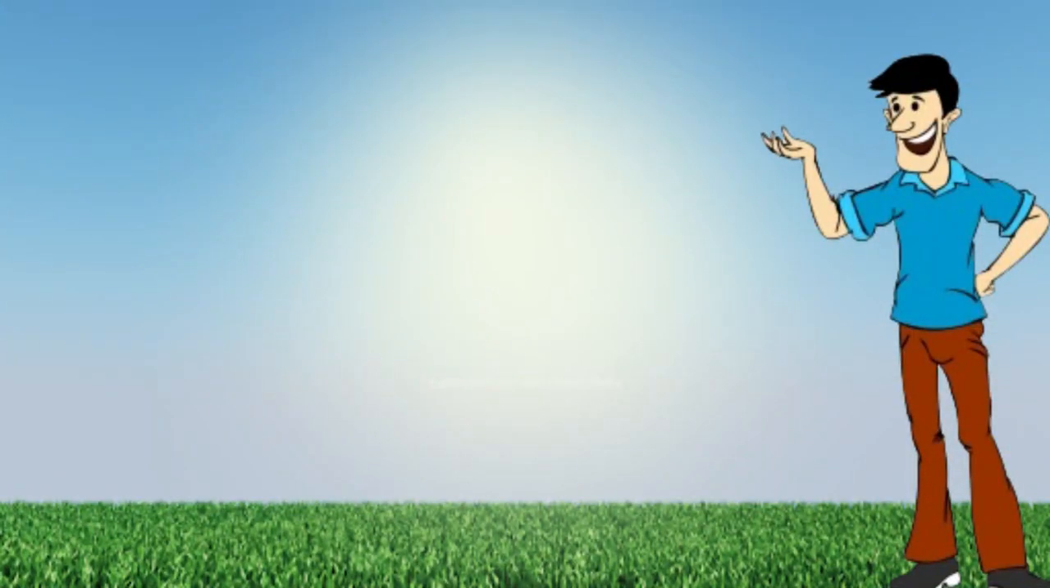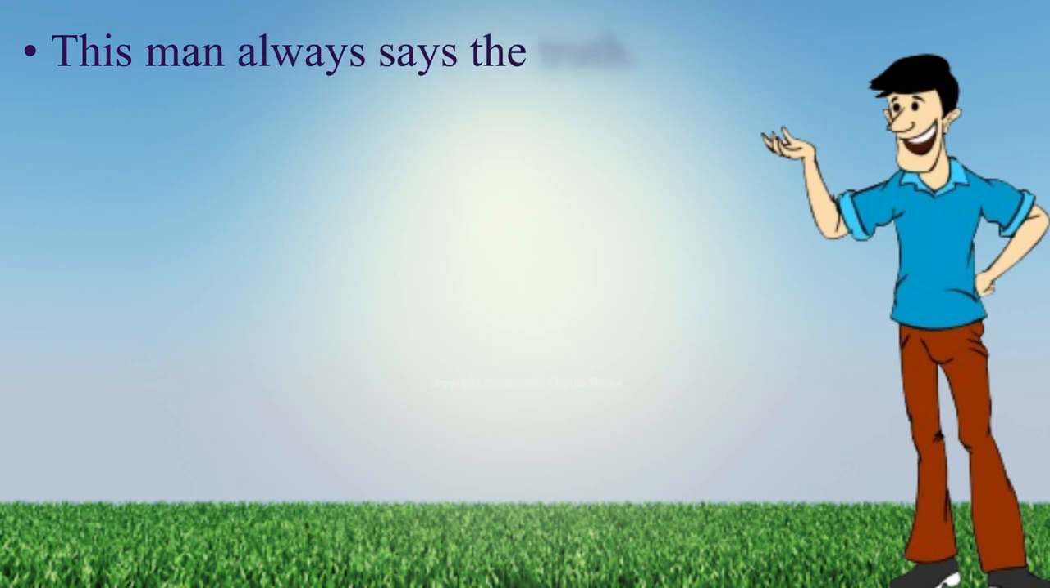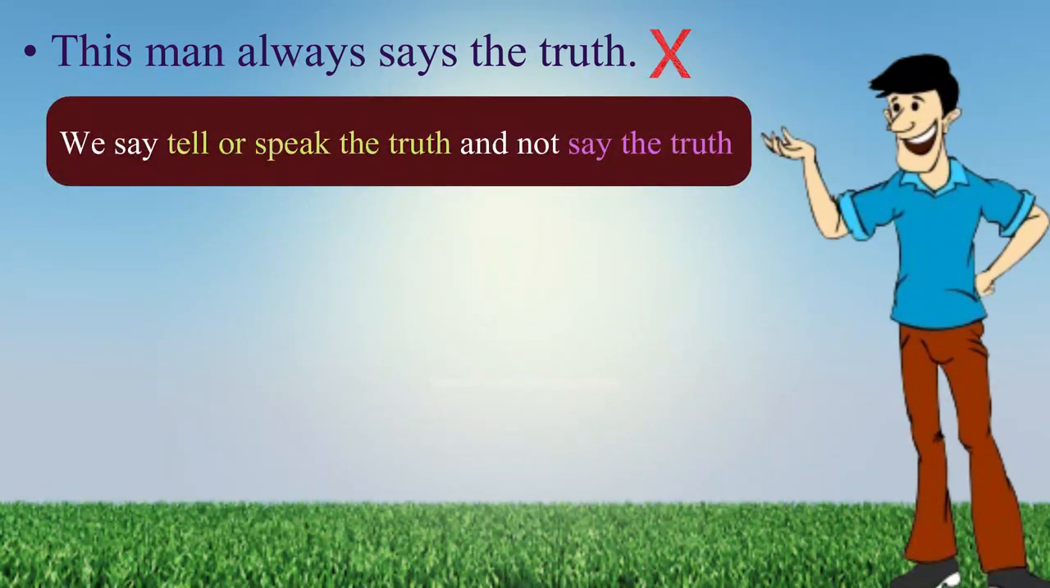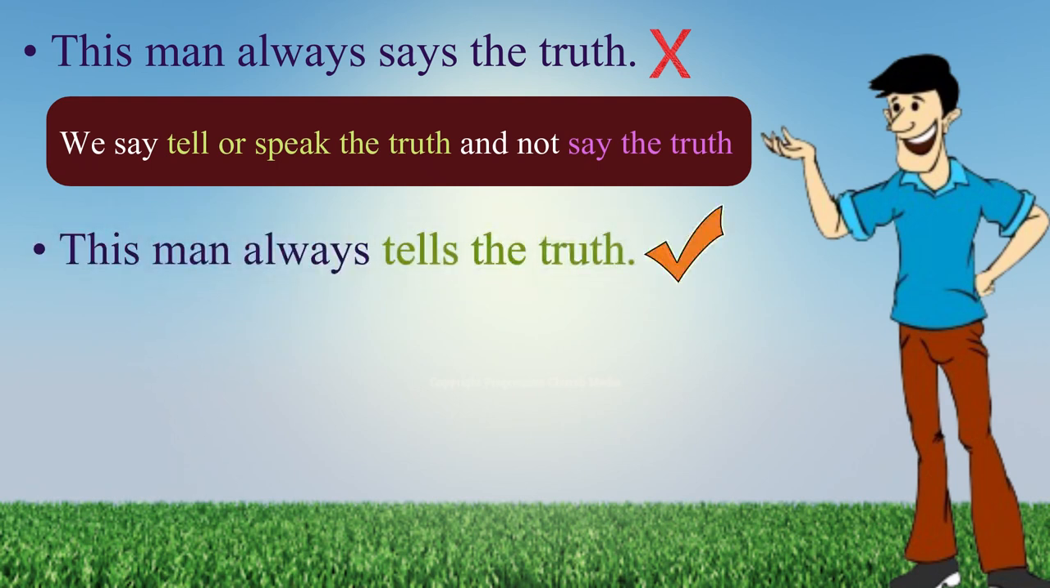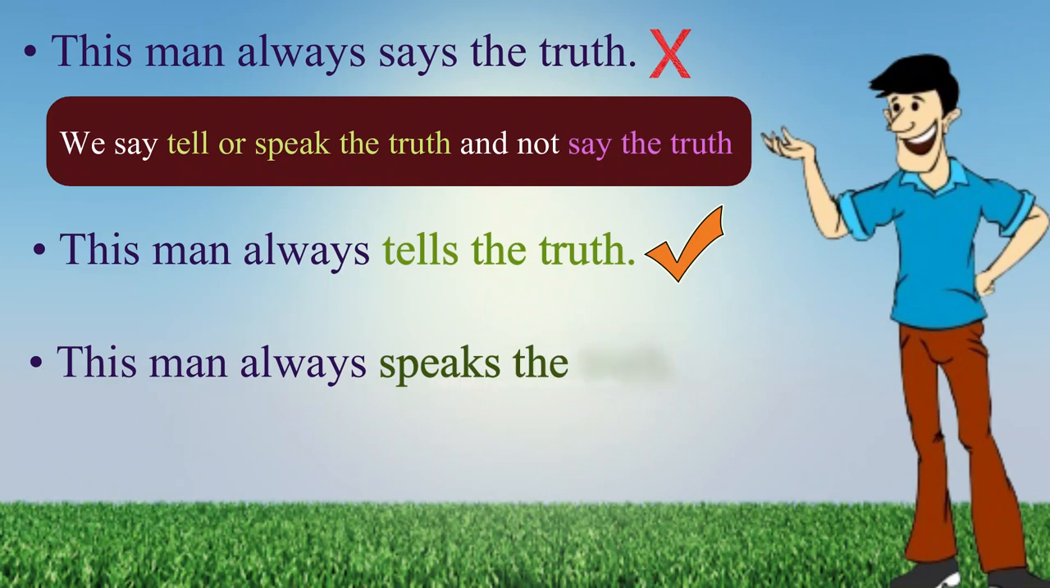The first one is, this man always says the truth. Please note, we say tell or speak the truth and not say the truth. Now repeat the correct sentence after me. This man always tells the truth. Or, this man always speaks the truth.